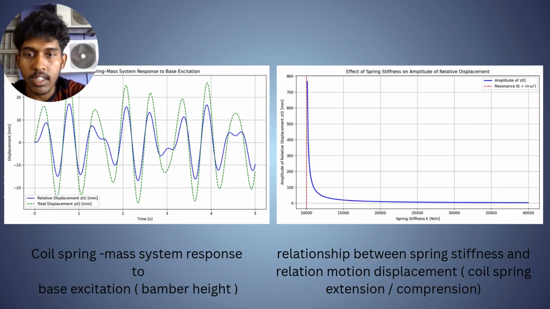And here is the graph we produced from the equation of motion, which is the coil spring mass system response to the base excitation bumper height, and also the relationship between the spring stiffness and relative motion displacement, which is called spring extension or compression.